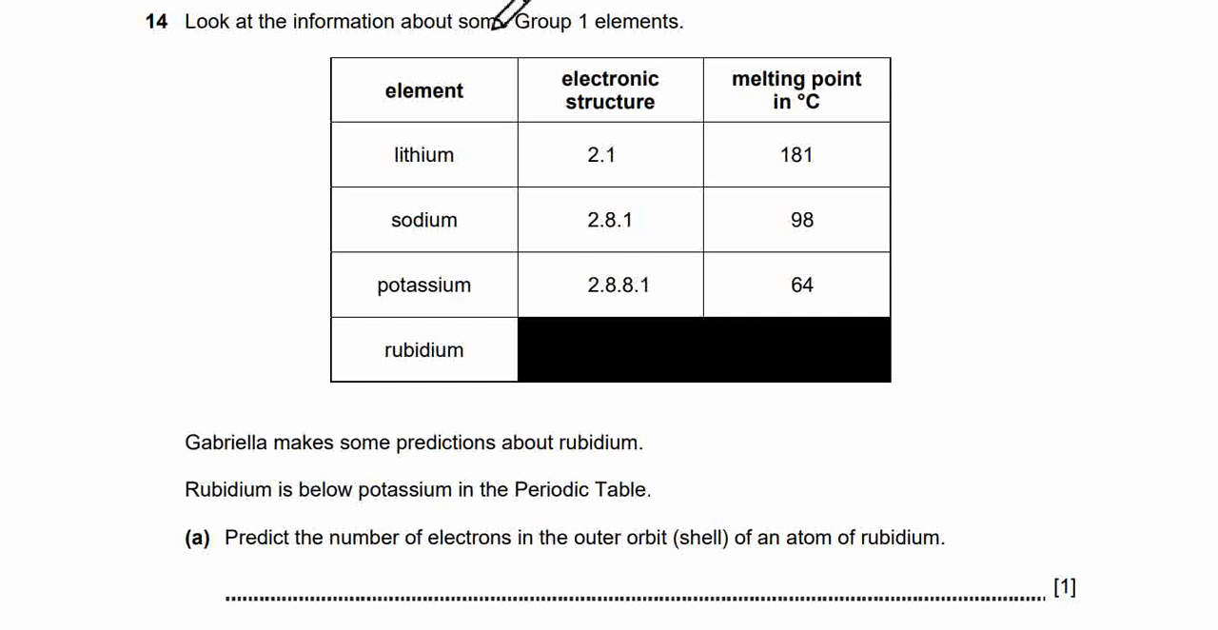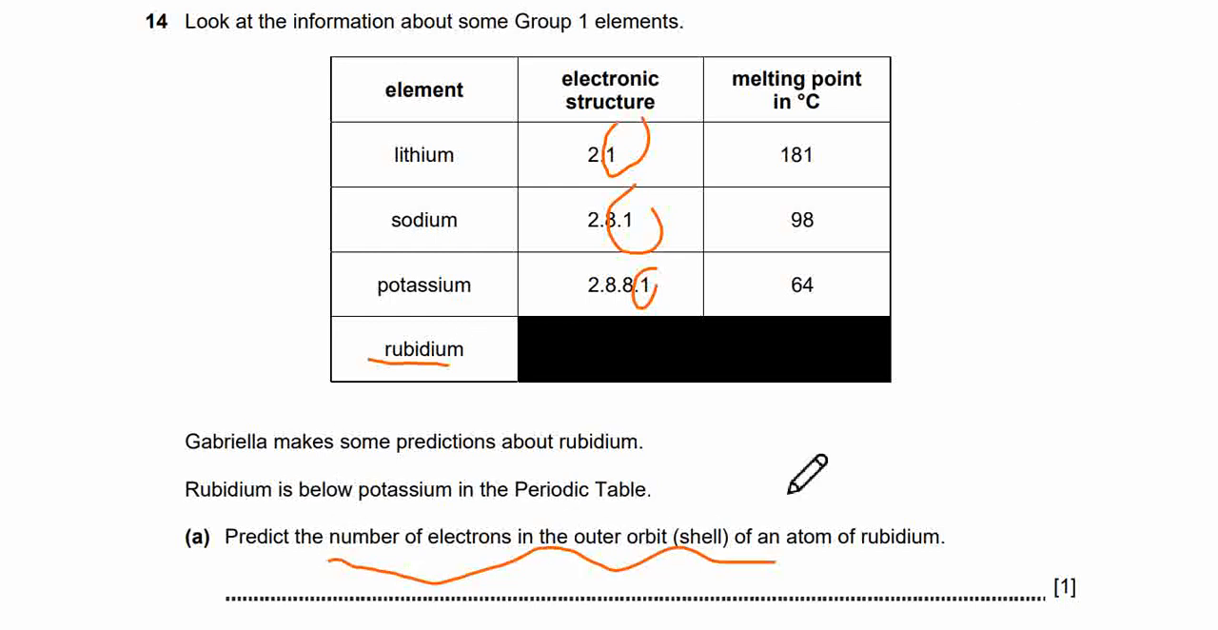Next, question 14. Look at the information with some elements. Gabriel made some predictions about rubidium. Rubidium is below potassium in the periodic table. Predict the number of electrons in the outer shell of an atom of rubidium. Since it is in group 1, we can see that it has 1 electron in its outer shell. The same will apply to rubidium. The number of electrons in the outer shell will be 1. So the answer will be 1.